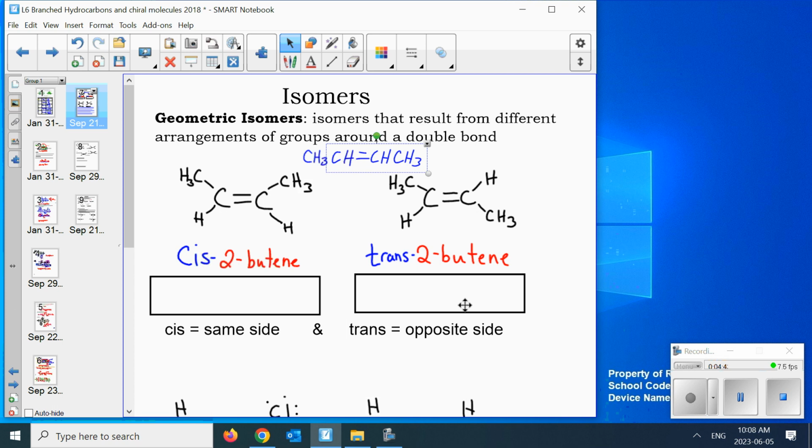So, now when you see a double bond, you have to question, are they both on the same side? Is the chain going to the opposite side? Cis and trans. Okay. Any questions here? People catch on to this.